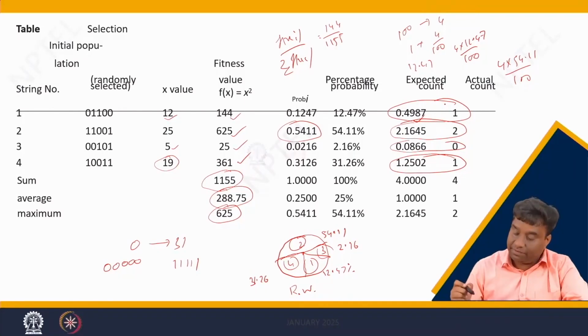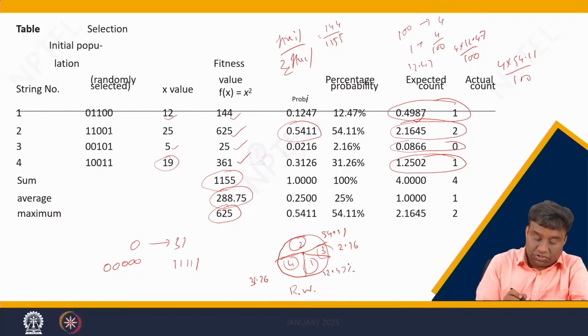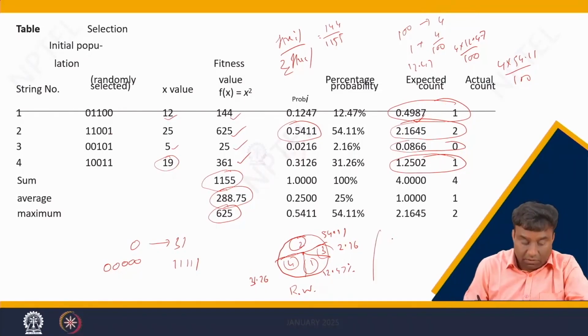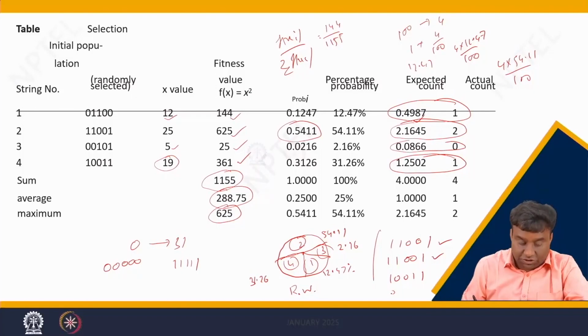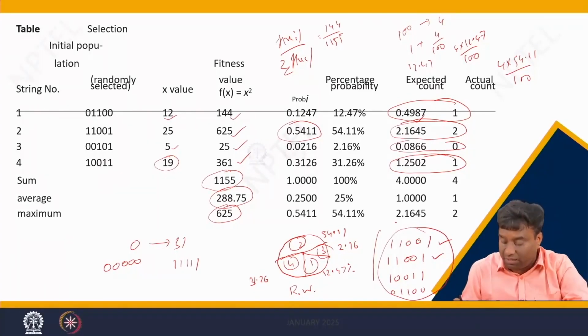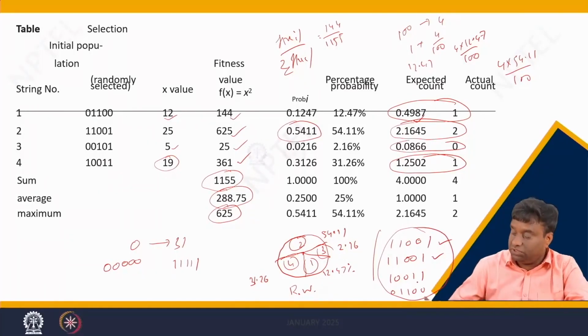This means that sample 2, which is 1 1 0 0 1, is selected 2 times, sample 4 is selected 1 time, and sample 1, which is 0 1 1 0 0, is selected 1 time. So next we will do the crossover and the mutation with these samples.